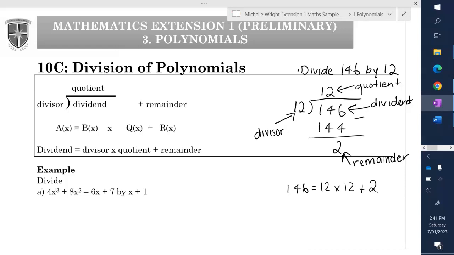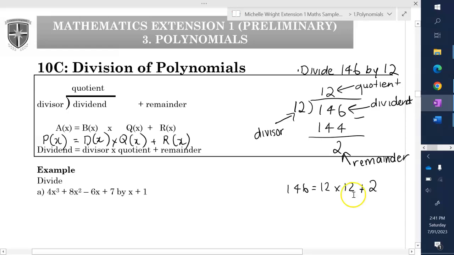So, there's this equation here. I could write it like that. I often write my dividend as my polynomial, p of x. So my polynomial is equal to my divisor. You might see it as b of x. I'm going to write it as d of x times my quotient, which is q of x, plus my remainder. Sometimes we won't have a remainder, and sometimes we will have a remainder.